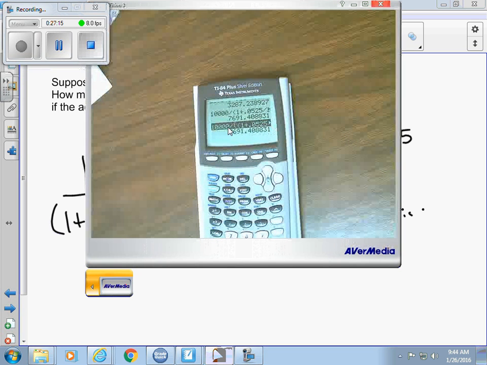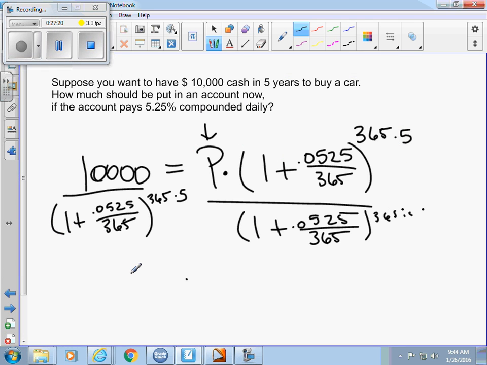10,000 divided by that number. Now, what is this number that I got there? What is that 7,000 number? Which I just answered your question on accident. What is that number that my calculator just gave me? It's the amount of money I would have to put into the account to get 10,000. So $7,691 in 5 years would get me that 10,000 that I needed. Any questions about that one?